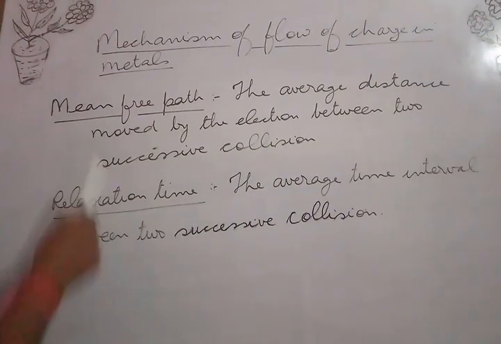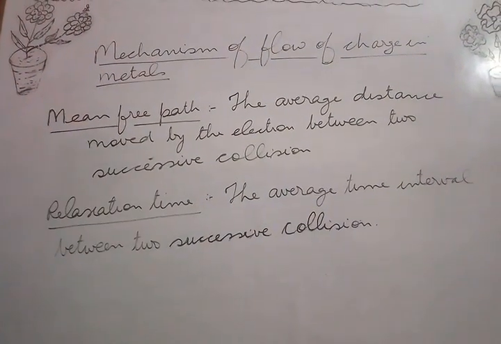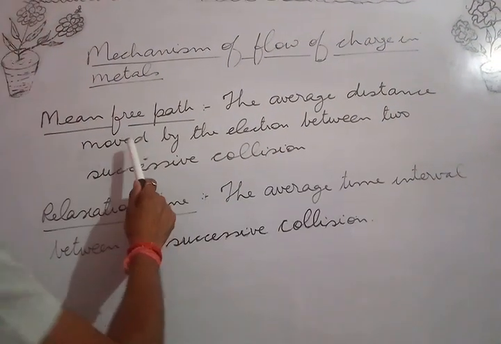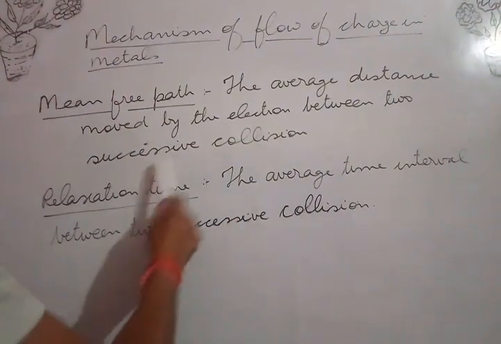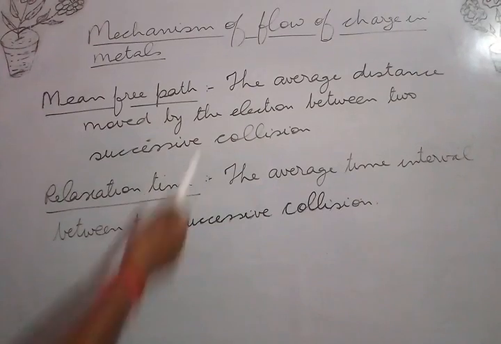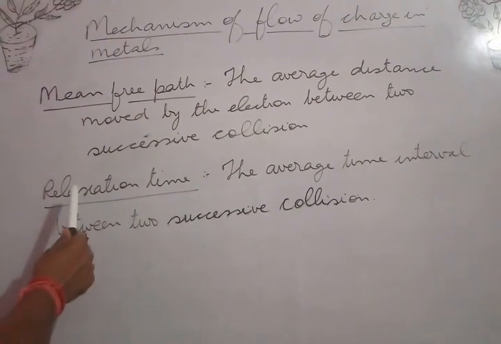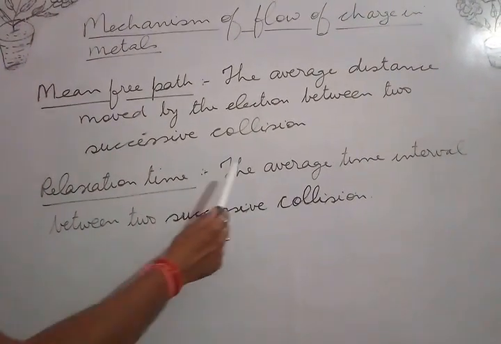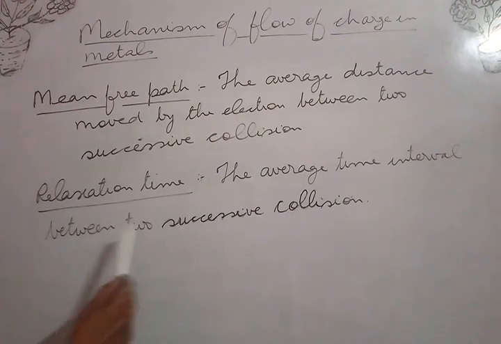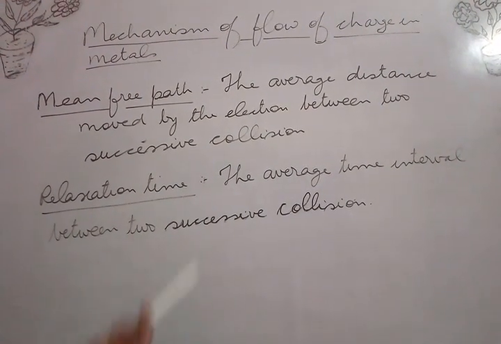Now there are two terms. Mean free path: the average distance moved by an electron between two successive collisions is called mean free path. Next term is relaxation time: the average time interval between two successive collisions is called relaxation time.